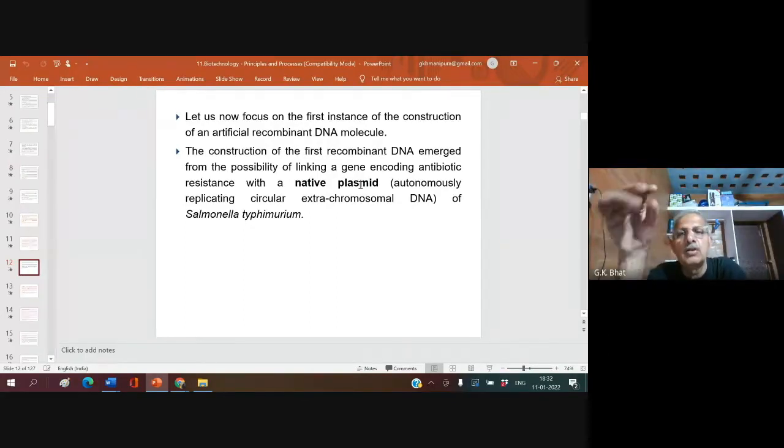So the construction of the first recombinant DNA emerged from the possibility of linking a gene encoding antibiotic resistance with a native plasmid of Salmonella typhimurium. Where do you come across Salmonella typhimurium?